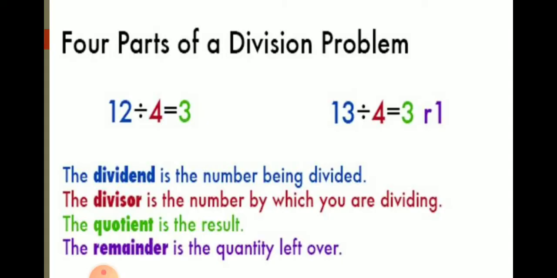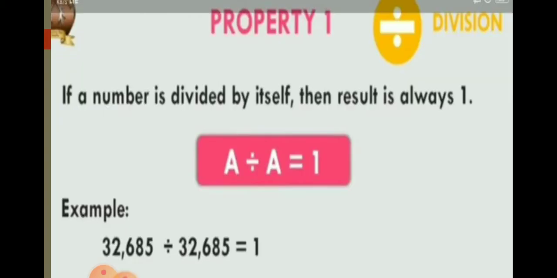Now you can see what are the 4 parts in division. As I told earlier, dividend is the number being divided. So here 12 is the dividend. Divisor is the number by which you are dividing. So here 4 is the divisor. The quotient is the result and the remainder is the quantity left over. So in the first case there is no remainder, but in the second case when we divide 13 by 4, 1 will be the remainder because it is left.